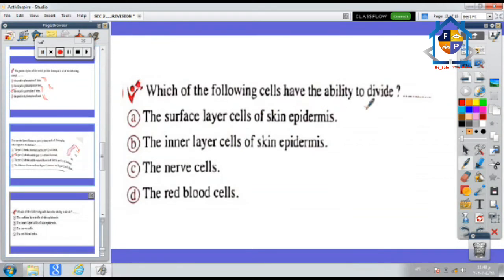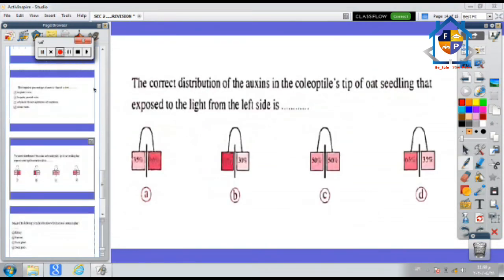Which of the following cells have the ability to divide? We know that the cell which has the ability to divide is a living cell, and it must contain a nucleus. The surface layer cells of skin epidermis? No, they contain keratin, which is non-living. Inner layer cells of skin epidermis, yes, they are living cells. The nerve cells do not divide. The red blood cells also do not divide. So the only cells which divide are the inner layer cells of skin epidermis.